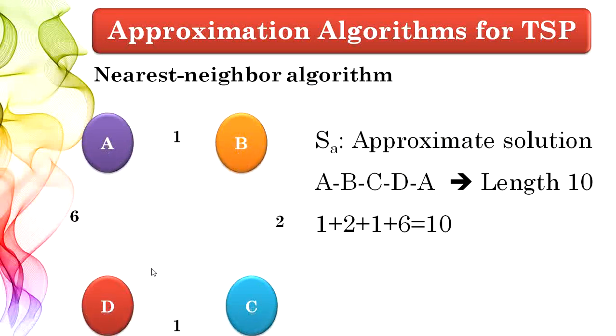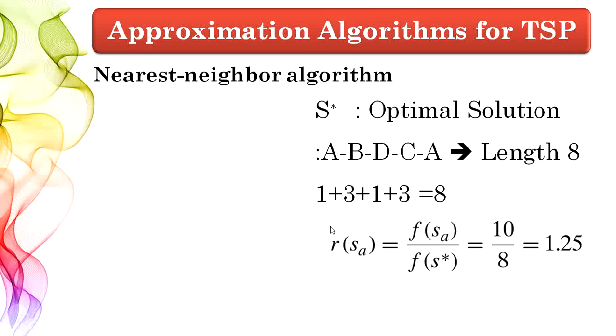From this we can get the approximate solution because the nearest neighbor algorithm is the simplest approximation algorithm. So we get the approximate solution as SA. A to B value is 1, B to C value is 2, C to D value is 1 and D to A value is 6. With a length of 10 we get the approximate solution.